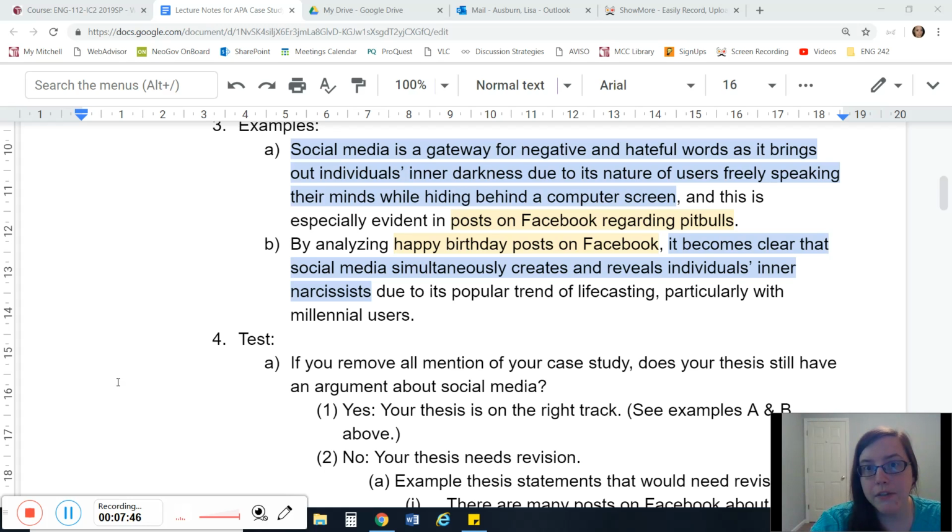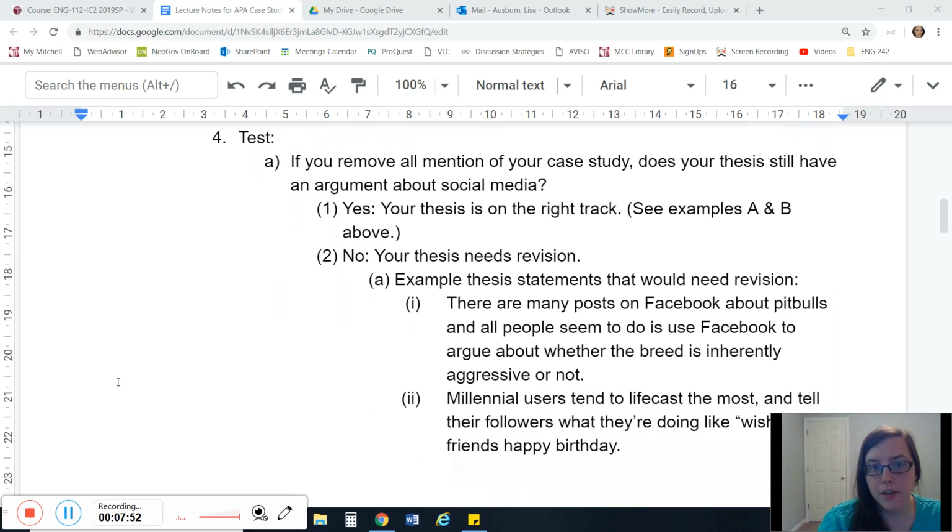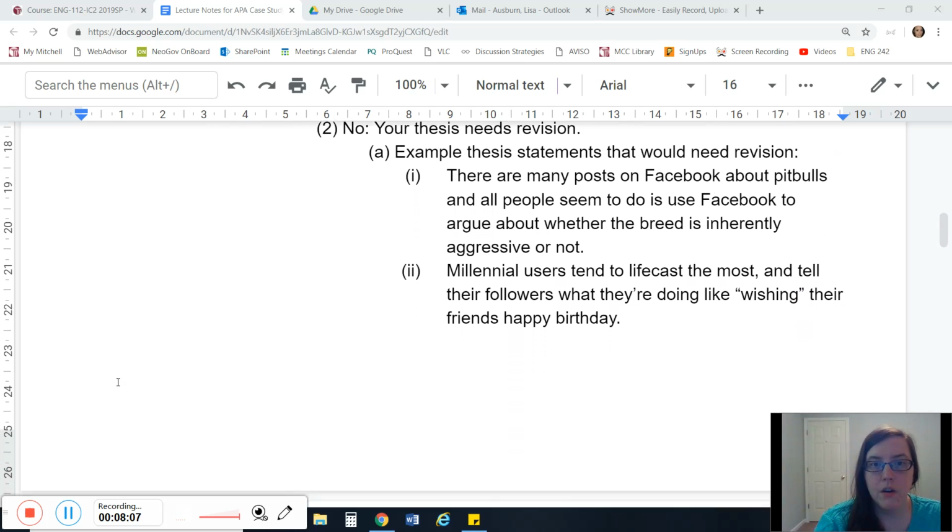And I think that's really the test for you. Once you write your thesis statement, what I want you to do is remove any mention of your case study and see if you still have an argument about social media. If you do, then your thesis is probably on the right track. If you don't, then you would need to revise your thesis statement because it's not an effective thesis statement for the goals of this paper.